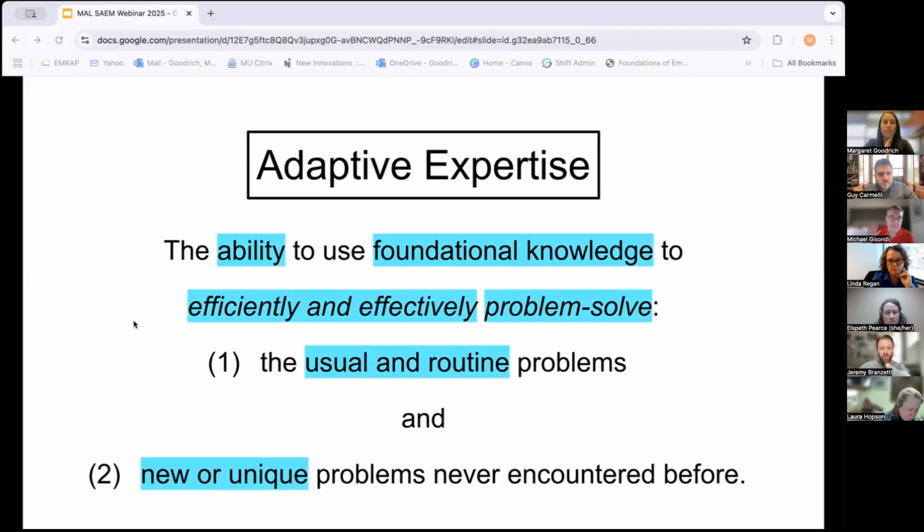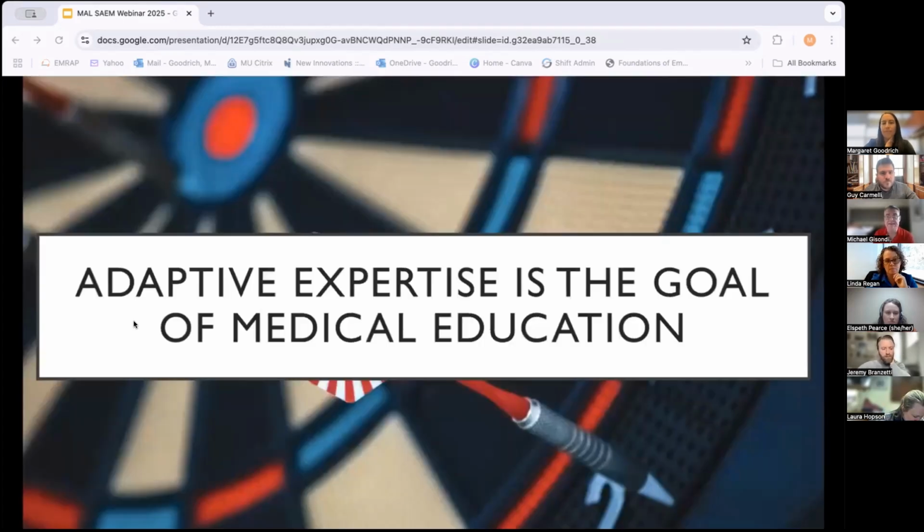And to very simply say from the education literature, the way that you build deep foundational knowledge is you read books. You need to efficiently and effectively problem solve. This is where day-to-day life of the ED comes in, and then obviously the types of problems that are there. So therefore, I think, and our team thinks, that adaptive expertise is the goal of medical education, and certainly it's the goal of emergency medicine education.